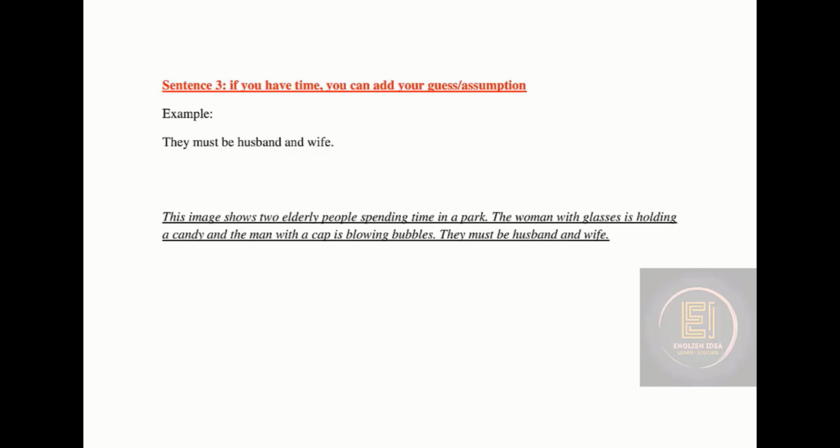Now remember, don't add every little detail about the picture. For example, don't talk about the trees which are in the background, as those are not necessary. Simply say they are in a park or a garden.